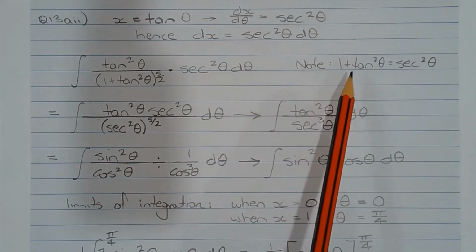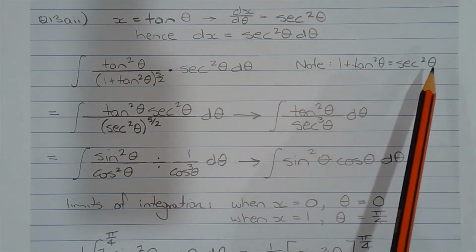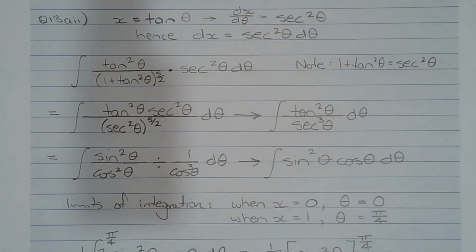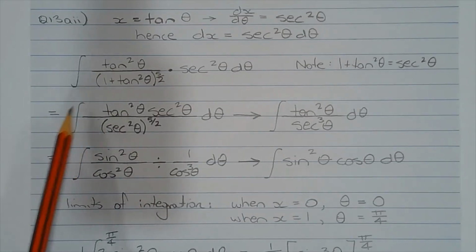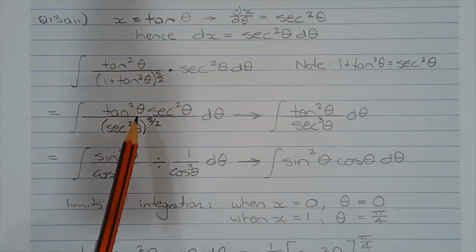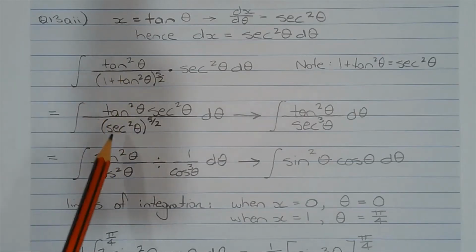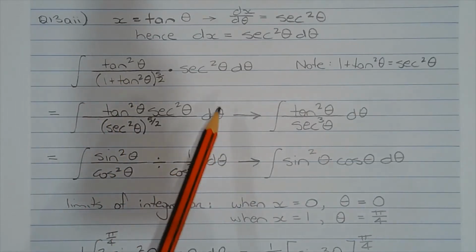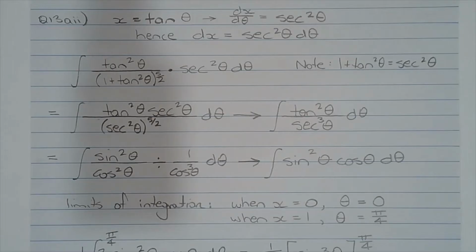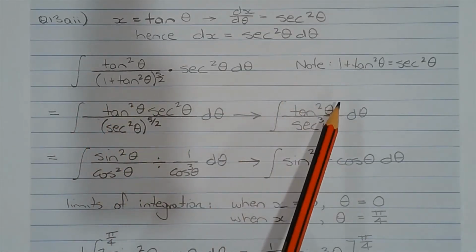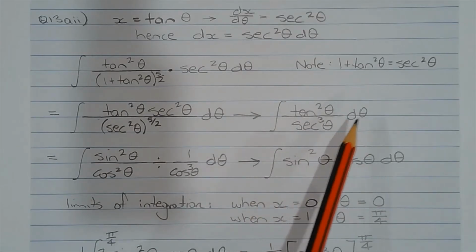Note that 1 plus tan squared theta is equal to sec squared theta, and this is one of the Pythagorean identities. So this equals the integral of tan squared theta multiplied by sec squared theta over sec squared theta to the power of 5 over 2. So we replace the 1 plus tan squared theta with sec squared theta, and that's with respect to theta. And simplifying this fraction, we get the integral of tan squared theta over sec cubed theta d theta.